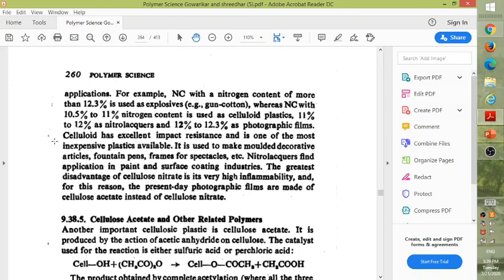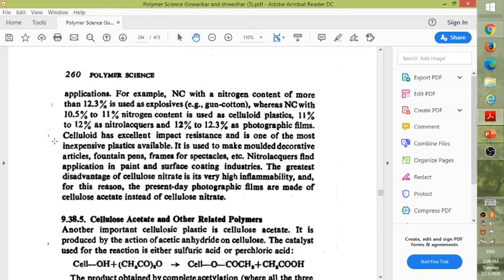Celluloid has an excellent impact resistance and is one of the most inexpensive plastics available. It is used to make molded decorative articles, fountain pens, frames for spectacles, etc. Nitrolacquers find application in paint and surface coating industries. So nitrolacquers are basically paints.